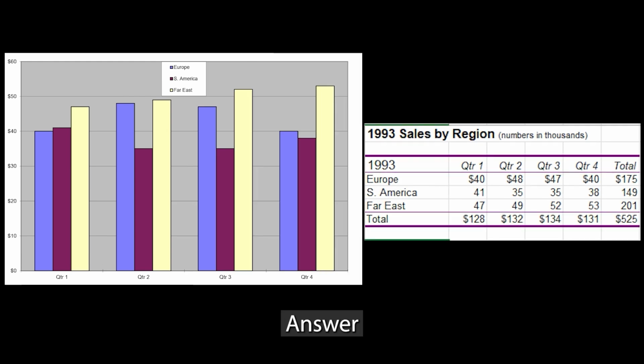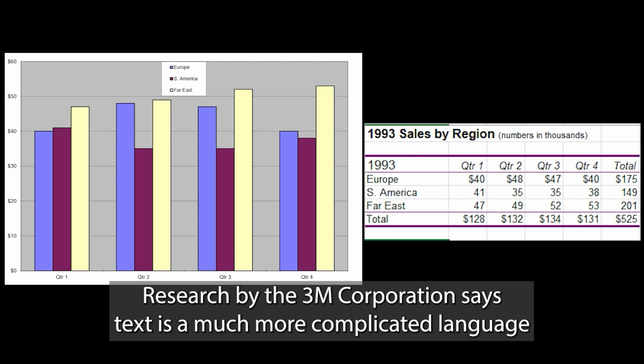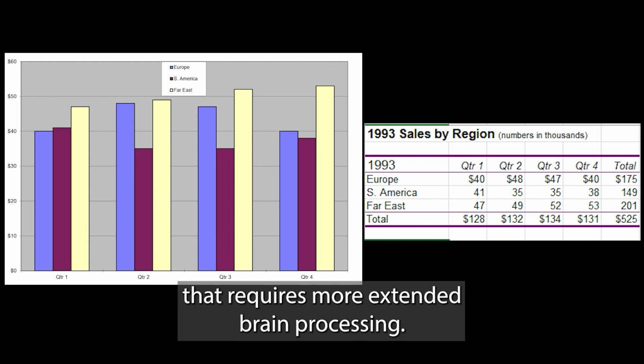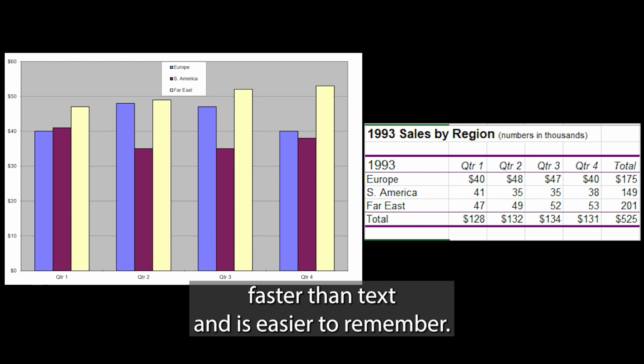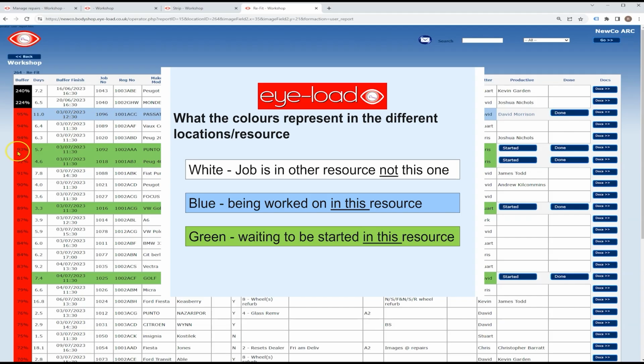Answer. Research by the 3M Corporation says text is a much more complicated language that requires more extended brain processing. Visual information can be processed 60,000 times faster than text and is easier to remember. Just before Ray takes you through a short introduction of how iLoad looks and its visuals, let's take a moment to see what the different colors represent.